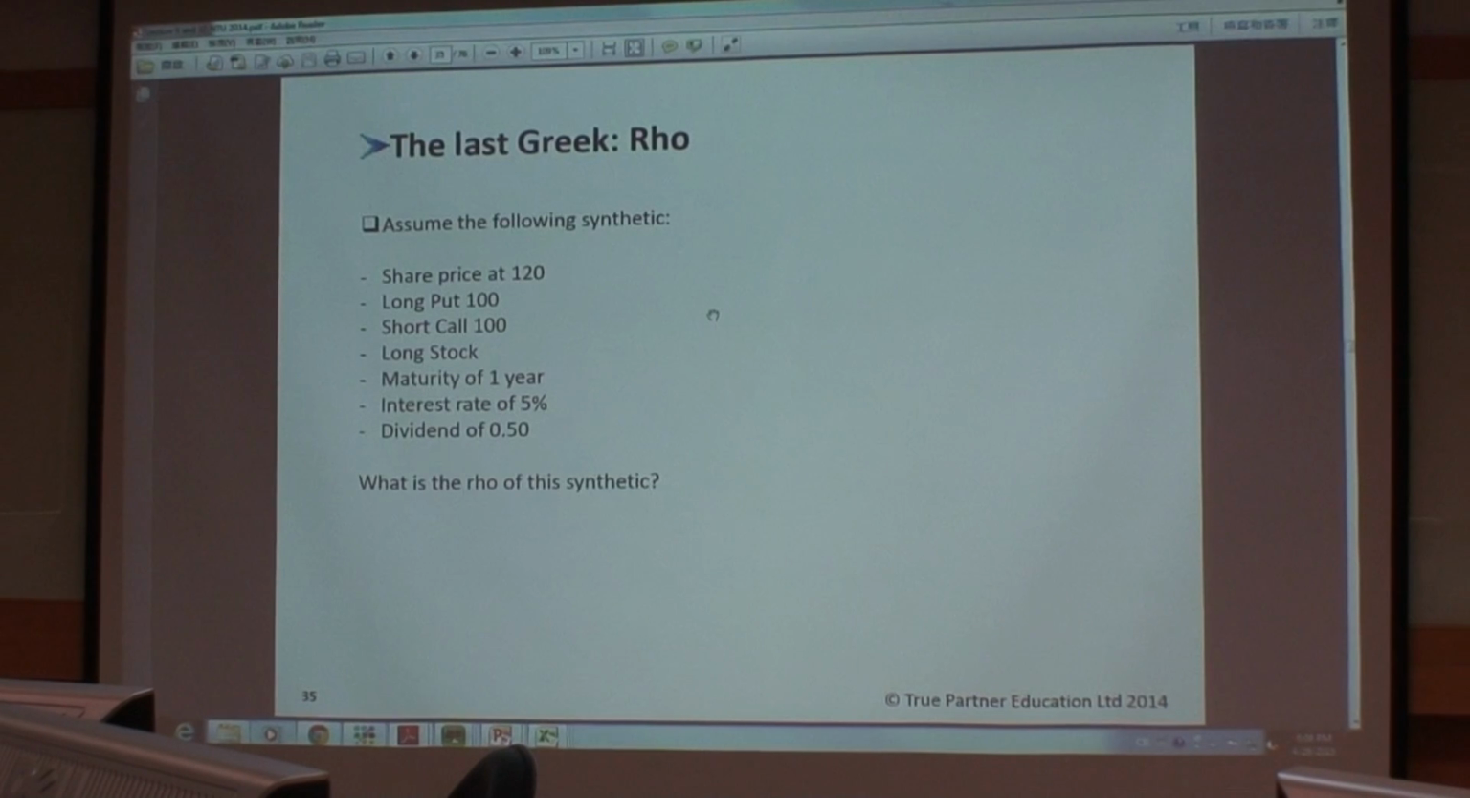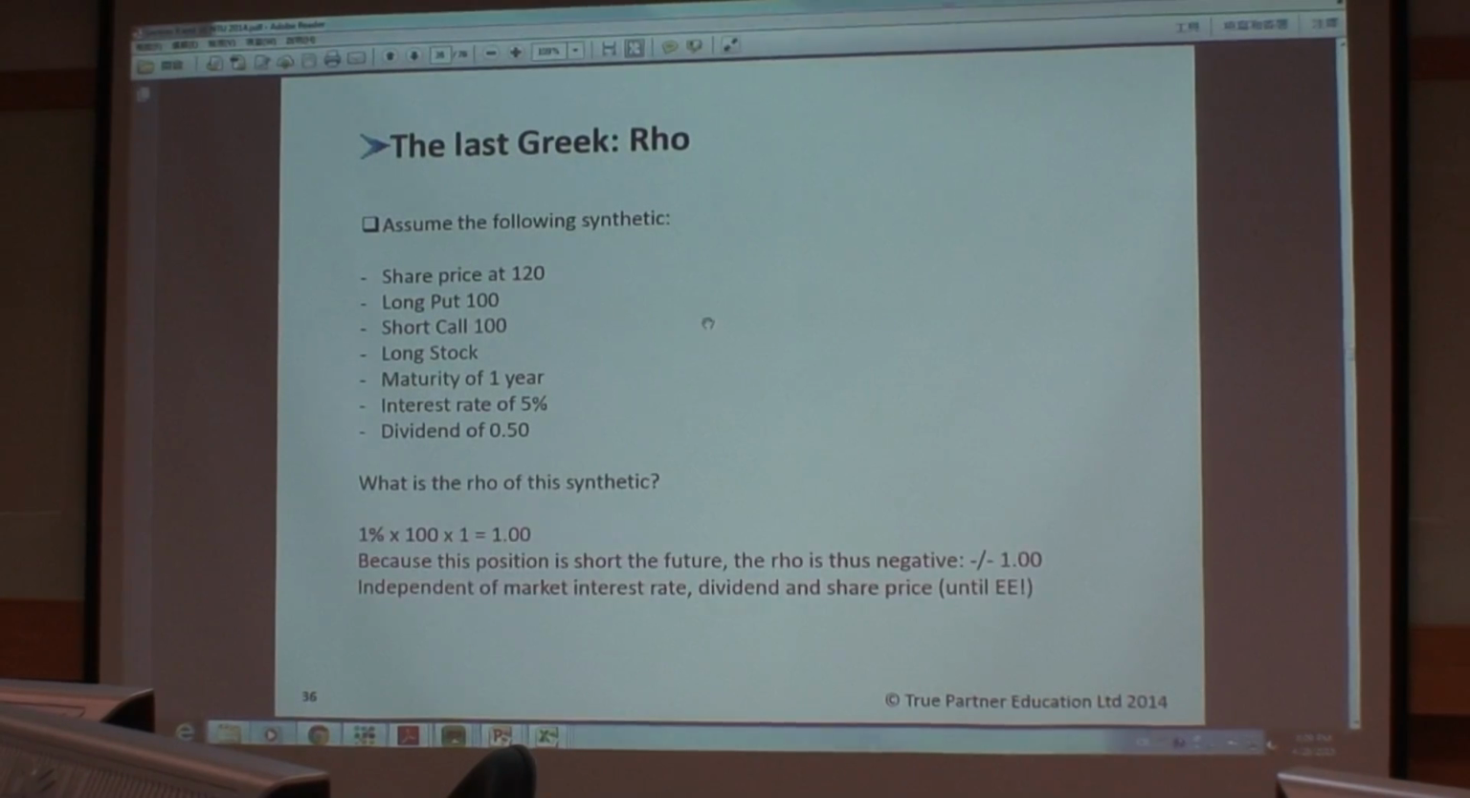The idea, of course, is that I put a lot of fudge information on there. Because I'm not calculating the actual level of the future, I don't really need to know the share price or the interest rate or the dividend. The only thing I need: how much does the future change? So the strike is 100. If I raise the interest rate by 1%, I take the maturity of a year times the strike of 100, and that turns out to be $1.